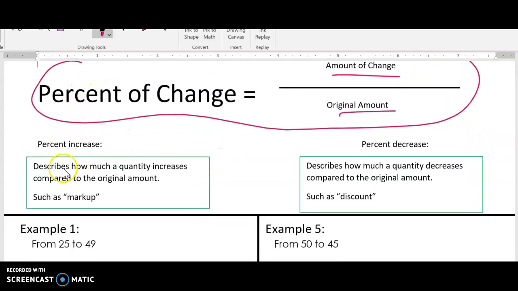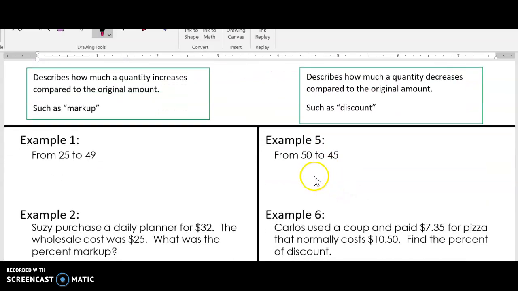So percent increase describes how much a quantity increases compared to the original amount. They're going to say it's marked up. Or percent decrease describes how much a quantity decreases compared to the original amount. It was discounted. So we're going to first start out with just some basic calculations and then put them in the context of situations.